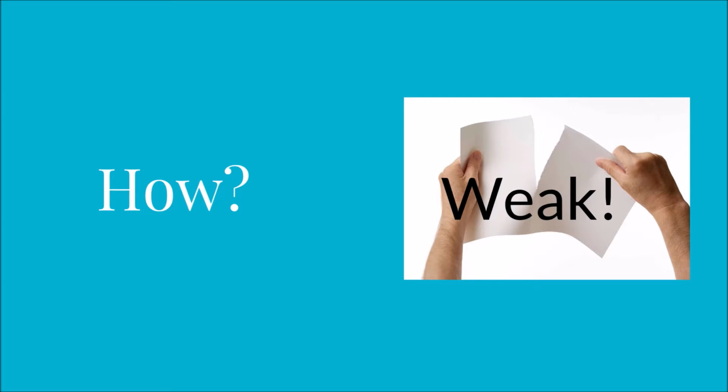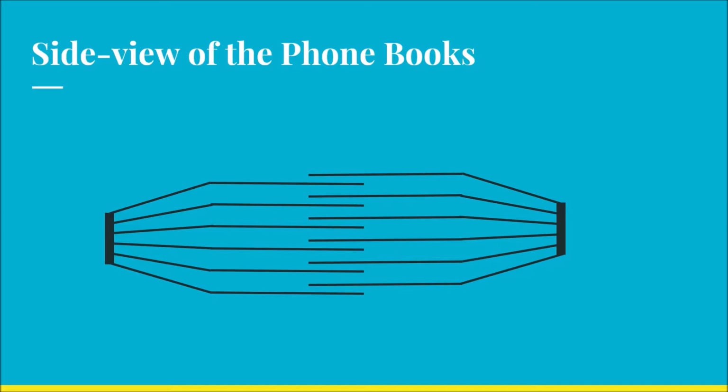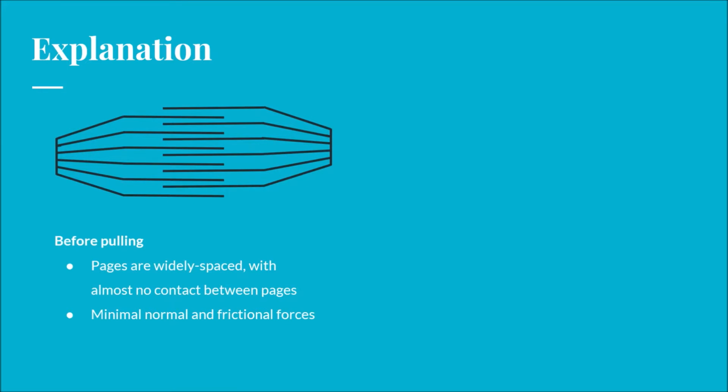But how does all this explain the demo? After all, paper is a weak material. Well, here's the secret. When setting up the phone books, we interleave the pages of the books as shown here. At first, the interleaved sections create spaces between the pages of the books and ensure minimal normal and frictional forces.